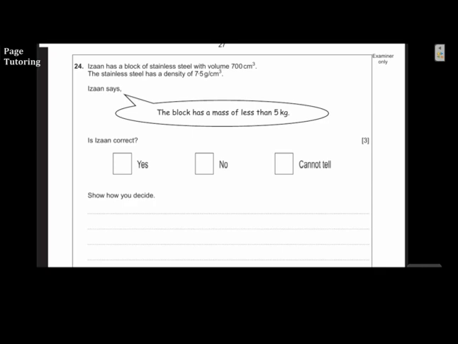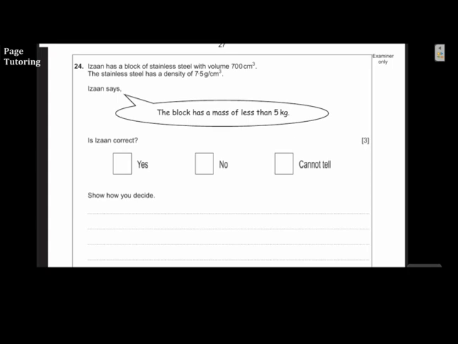Question 24. Eisen has a block of stainless steel with a volume of 700 centimeters cubed. The stainless steel has a density of 7.5 grams per centimeter cubed. So each 1 centimeter cube weighs 7.5 grams. Eisen says the block has a mass, so that's the weight of the block, of less than 5 kilograms. Is Eisen correct?